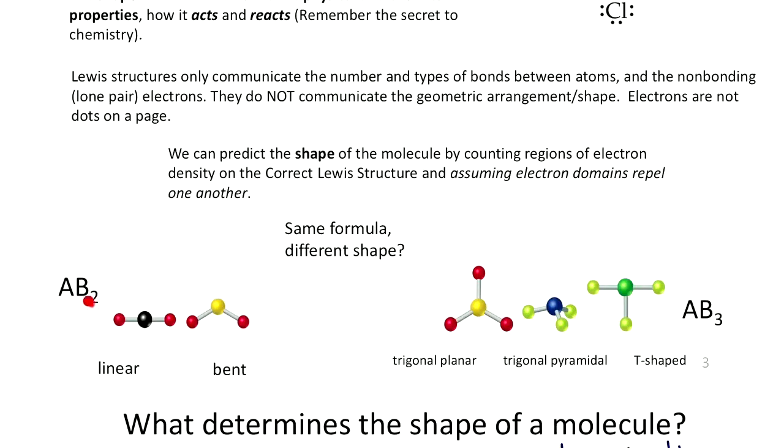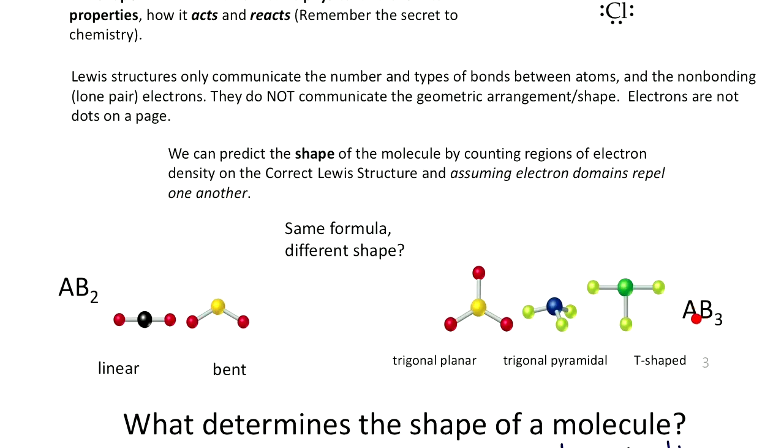Here we have a molecule where A is our central atom and it's attached to 2 other things, these 2 B atoms, but we can have a multitude of shapes. In this molecule, those 2 B atoms are 180 degrees from one another. It's linear, but in this molecule, those 2 bonds are bent. So how does that happen? It all has to do with the Lewis structure. Both of these molecules exist, where one's linear and the other is bent.